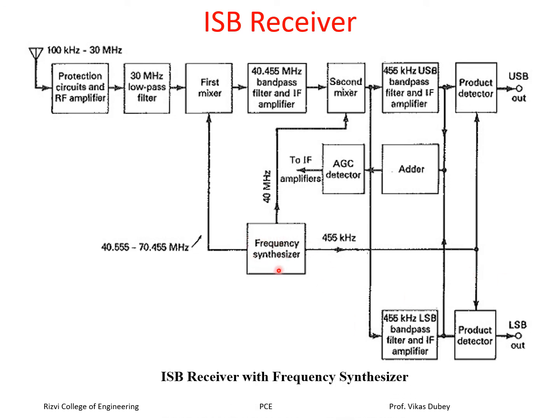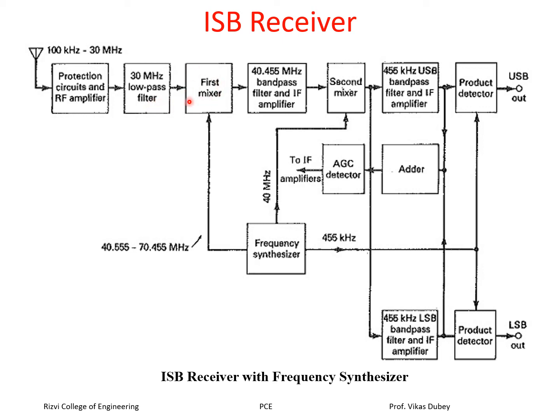Normally the frequency synthesizer is just to control the frequency and give the proper sensitivity. Here we can see the ISB receiver, which receives frequencies of 100 kHz to 30 MHz, followed by a protection circuit and RF amplifier. Protection circuit means what? There should be no feedback coming to the antenna, so that it is protected. Then it is given to a 30 MHz low pass filter, which will pass the 30 MHz frequency only. Other frequencies will be blocked by this filter.